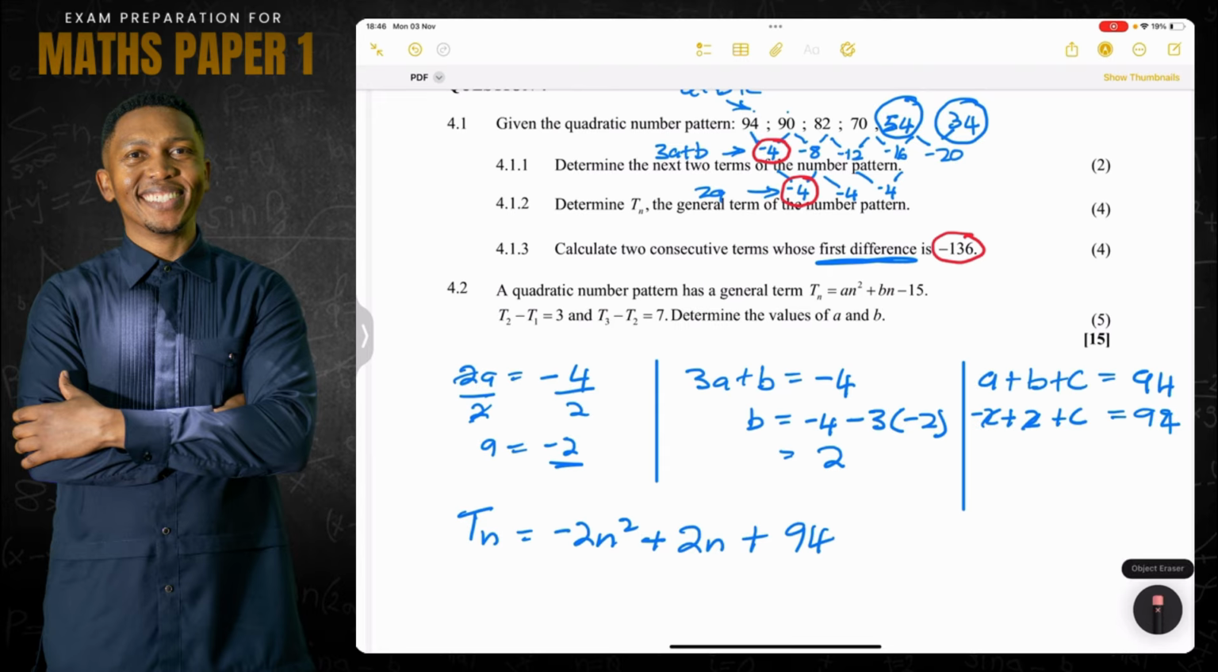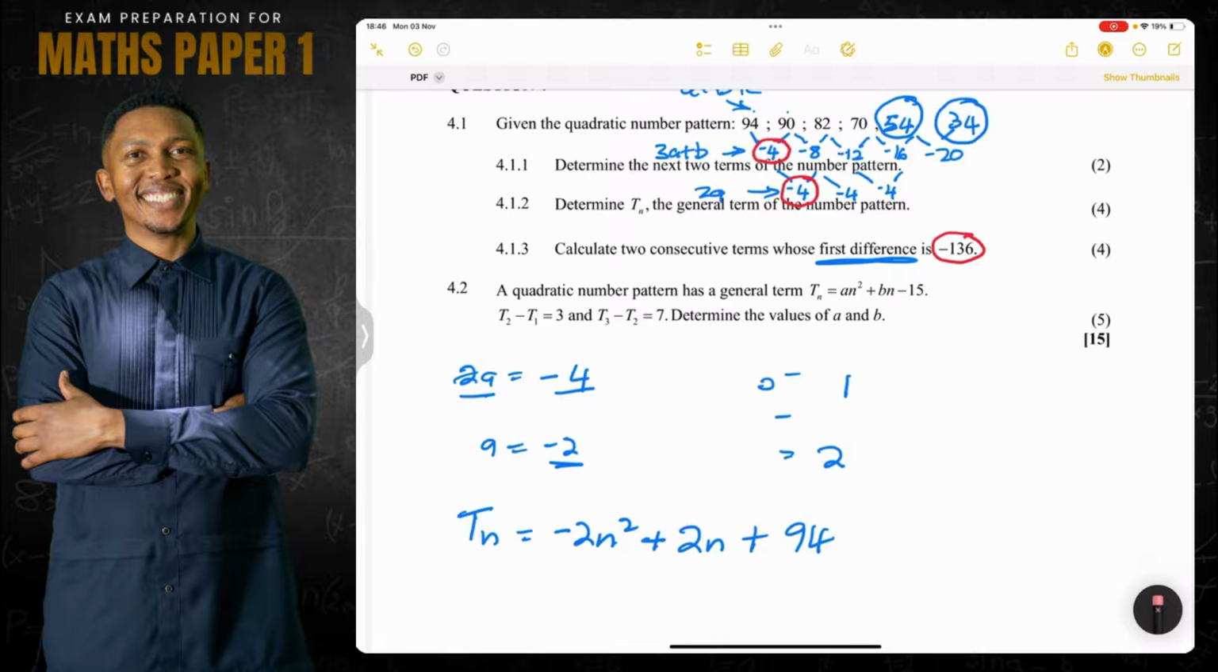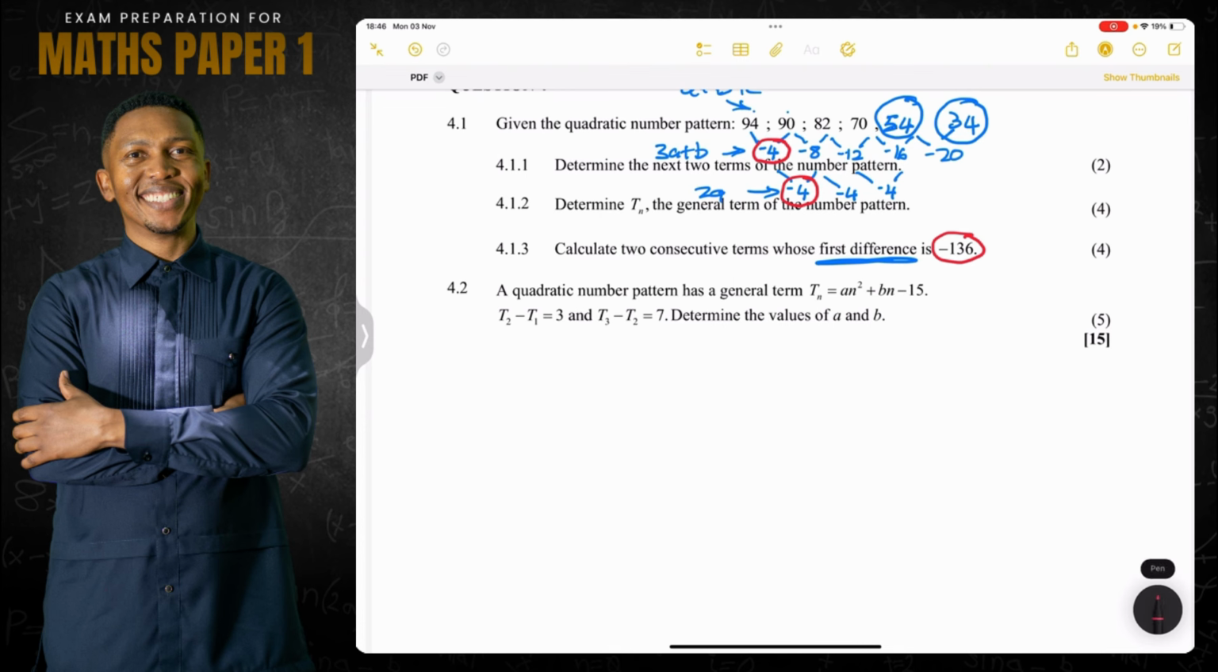I want to show you how we actually solve this, right? So let's go to this question. We know what Tn is for the linear or arithmetic sequence. So we've got a plus (n minus 1) times d. Our a value is negative 4, that's our first difference, plus (n minus 1) times d, and d is negative 4.